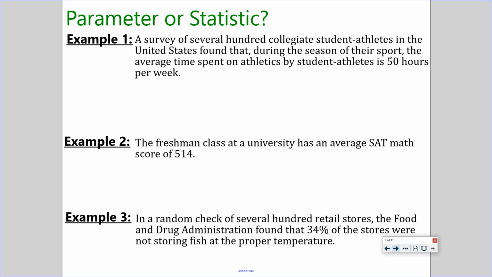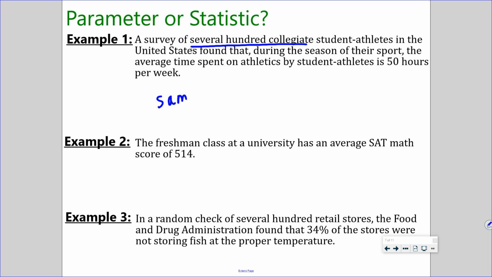First example, a survey of several hundred collegiate student athletes in the U.S. found that during the season of their sport, the average time spent on athletics by student athletes is 50 hours per week. That's kind of nuts. All right, so is this a parameter or statistic? Is this data a description of all the student athletes or just a sample? Just a sample, just several hundred. So this would be a sample statistic.